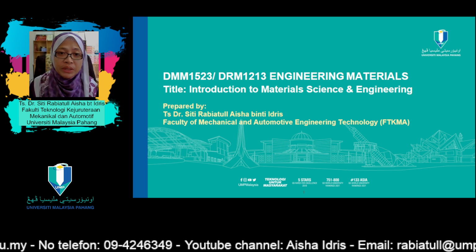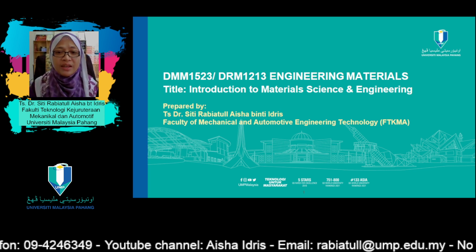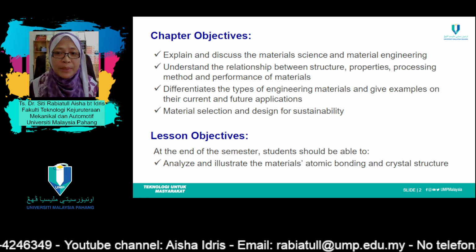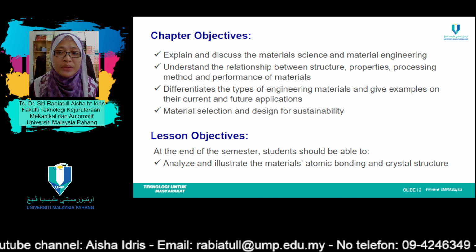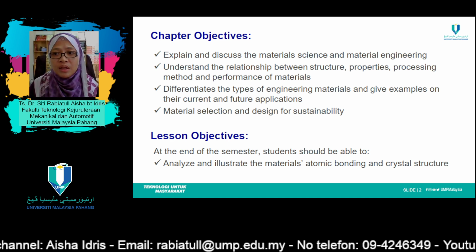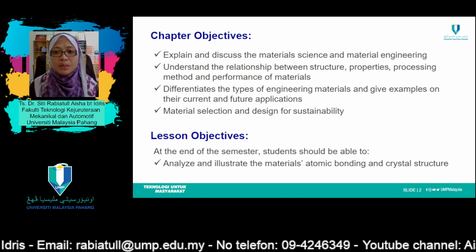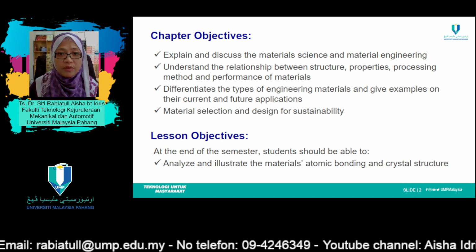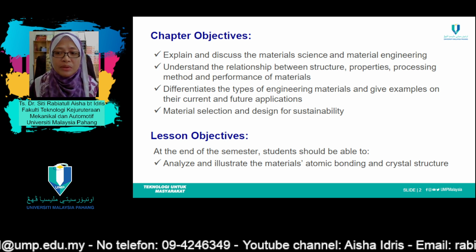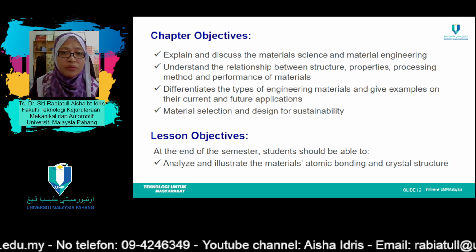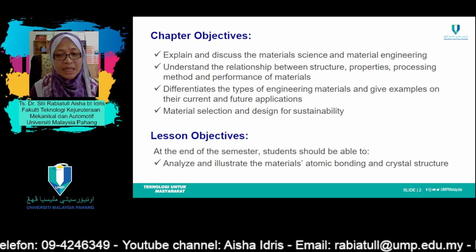DRM1213 Engineering Materials. Today we are going to look at Introduction to Material Science and Engineering. As for the chapter objectives, number 1, explain and discuss material science and engineering materials. Number 2, understand the relationship between structure, properties, processing method, and performance of the materials. Number 3, differentiate the types of engineering materials and give examples of their current and future applications. And number 4, material selection and design for sustainability.